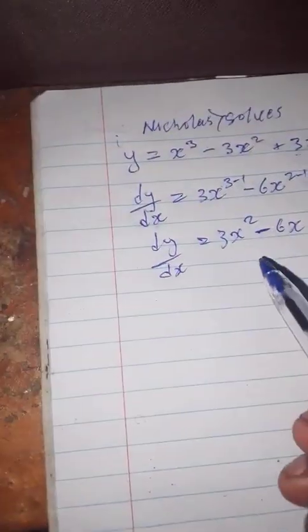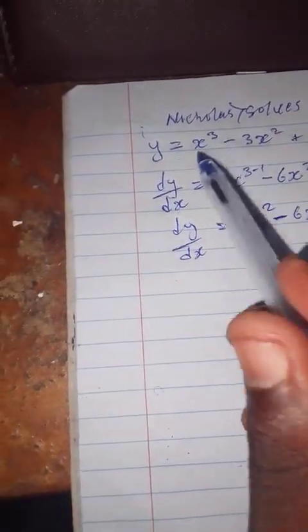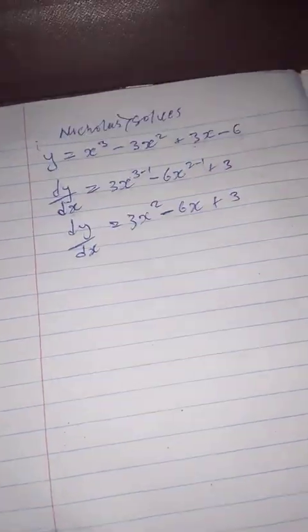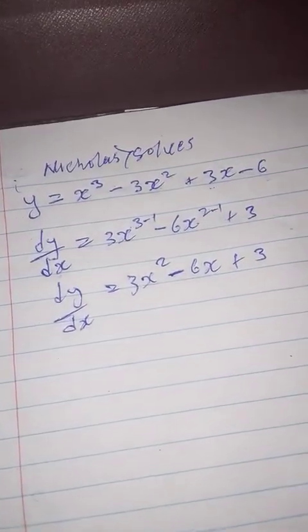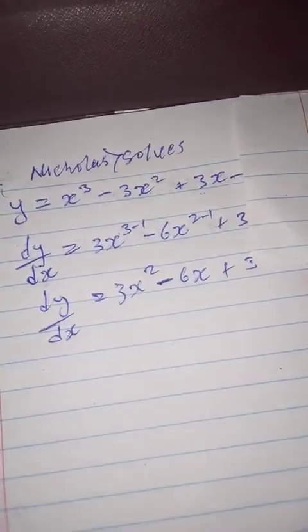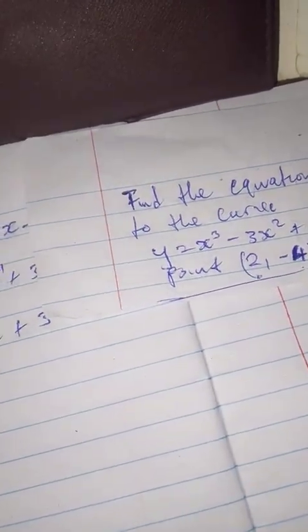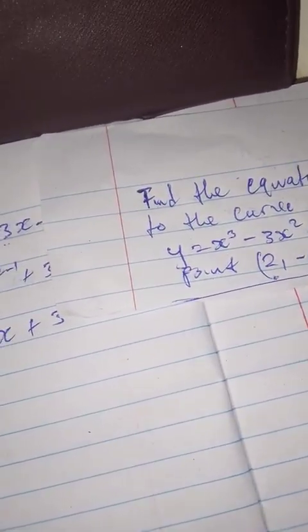Then we have 2 minus 1, that is 1. Then plus 3. So this is the derivative function of this curve. That is its derivative function. So looking at the type of the question which we have, it says that at the point (2, -4).